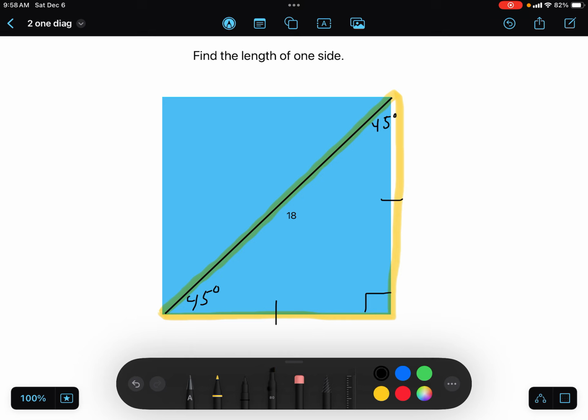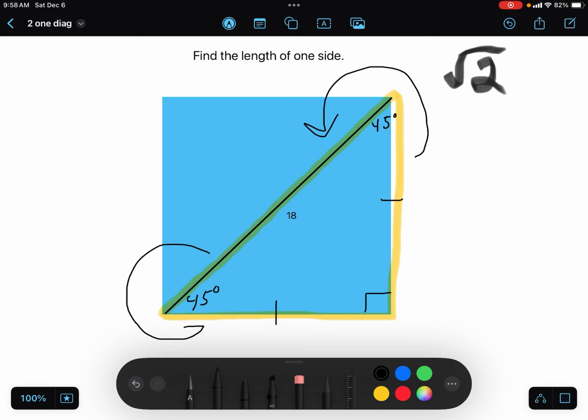Now, it may have been a while since you've done 45, 45, 90 triangles, special right triangles. But there's a unique relationship between the legs and the hypotenuse of this 45, 45, 90 right triangle. We'll do a quick review. Basically, the magic number for a 45, 45, 90 triangle is the square root of 2. The square root of 2. So that means that whether we have a leg and we want the hypotenuse, or if we have the hypotenuse and we want the leg, we're going to use the square root of 2.